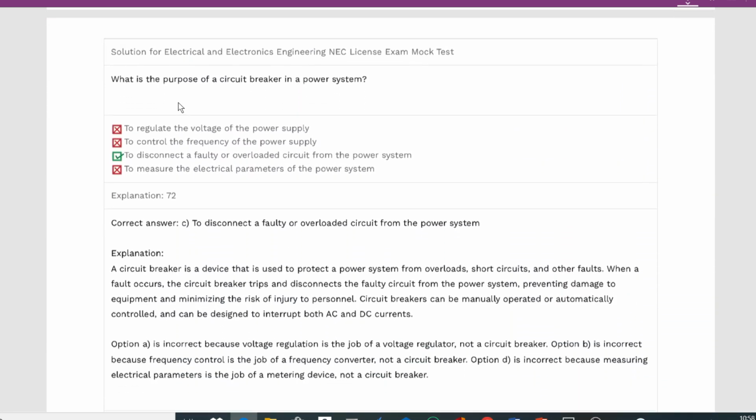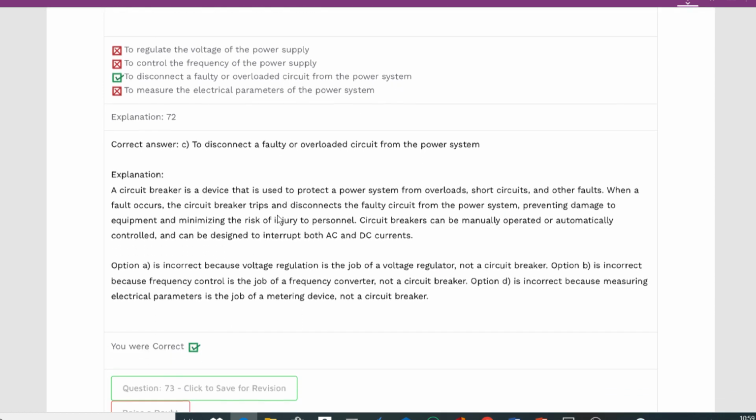Now, what is the purpose of a circuit breaker in a power system? The main purpose of a circuit breaker is to disconnect a faulty or overloaded circuit from the power supply. For further explanation, you can study this part on circuit breakers.